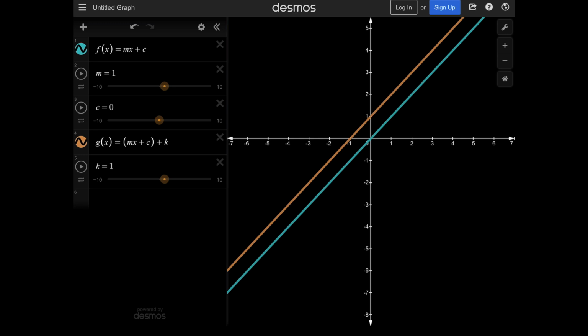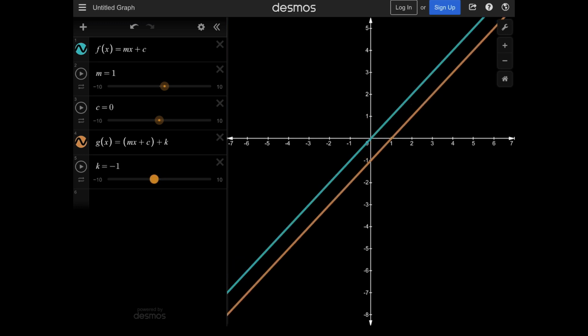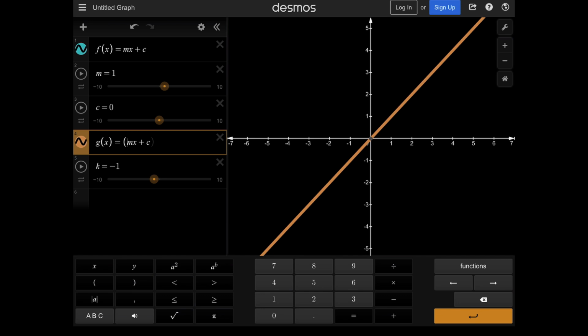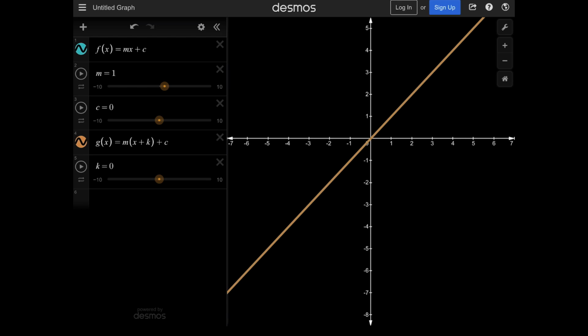Okay, so when you increase it by 1, let's say k's value is equal to positive 1, you can see that the line moved exactly 1 unit higher than the previous function, the blue one. And notice when I move k to negative 1, so if we have this function mx plus c and we minus 1, the orange line goes 1 unit below the blue line. Okay, what if I didn't add the k value to the mx plus c part, but rather added it only to the x value? Let's see what happens then. So I'm going to get the plus k out here, and let's put it next to the x.